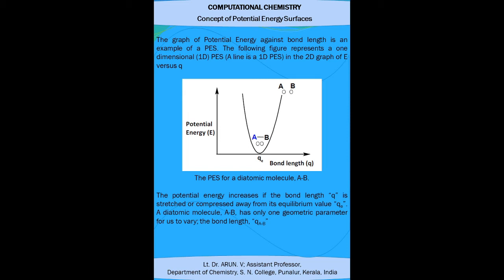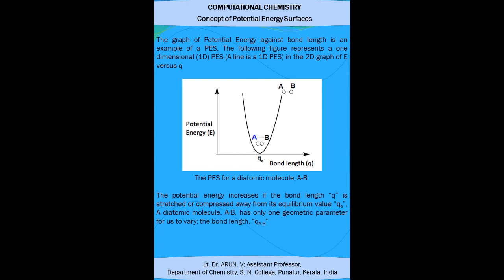The graph of potential energy against bond length is an example of a simple potential energy surface. The following figure represents a one-dimensional potential energy surface in the two-dimensional graph of energy versus Q. A line is an example of a one-dimensional potential energy surface.